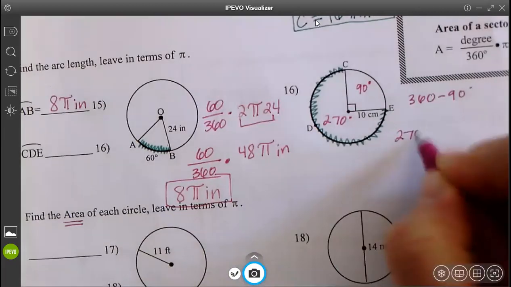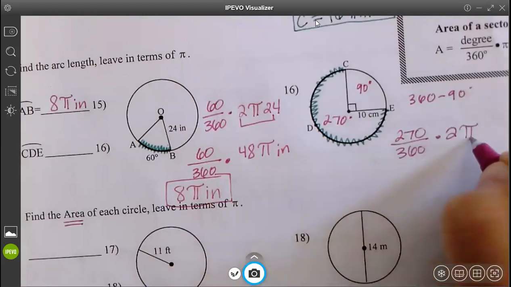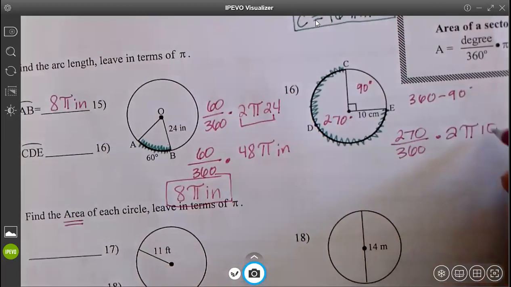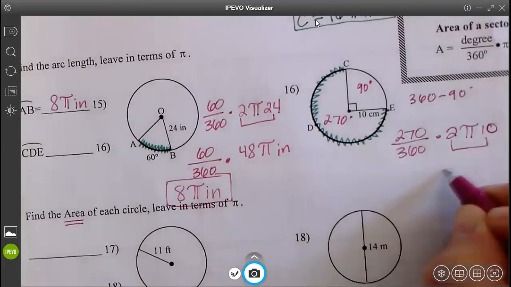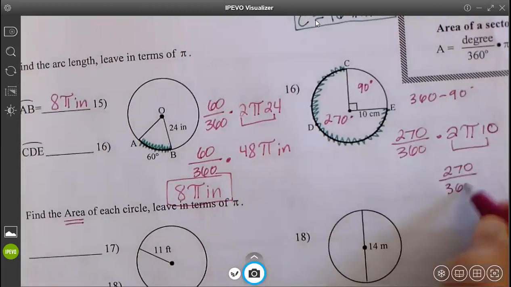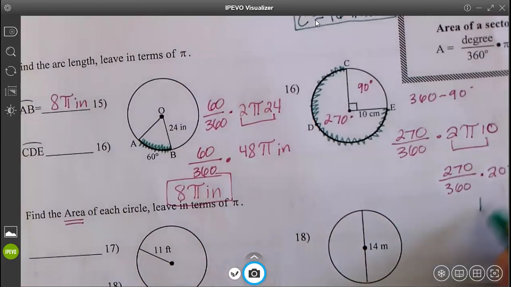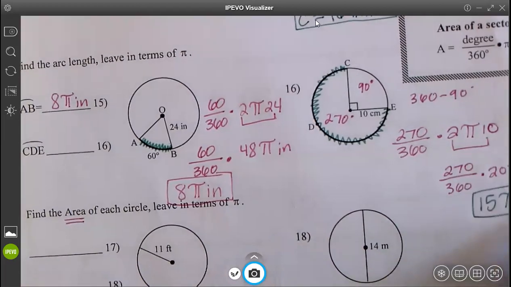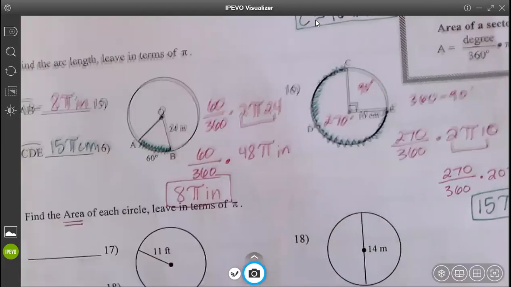So it'd be 270 over 360 times 2 pi, and your radius is 10. So I would multiply that together and get 270 over 360 times 20 pi. So 270 divided by 360 equals, and then times 20. And I'm getting 15 pi centimeters.